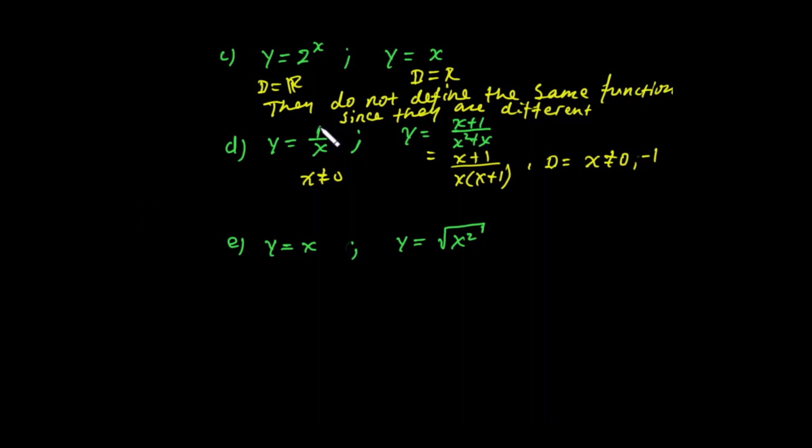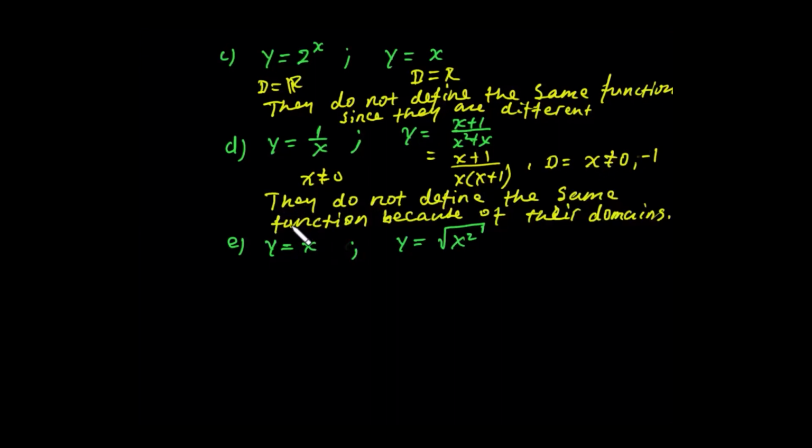For negative 1, the simple one works, because 1 over negative 1 is negative 1, but the other does not. Even though they are the same after simplifying, because of this domain they do not define the same functions, because they have different domains. This is what I wrote: they do not define the same function because of their domains. This one is all real numbers except 0 and negative 1, and this one is all real numbers except 0. They are different.